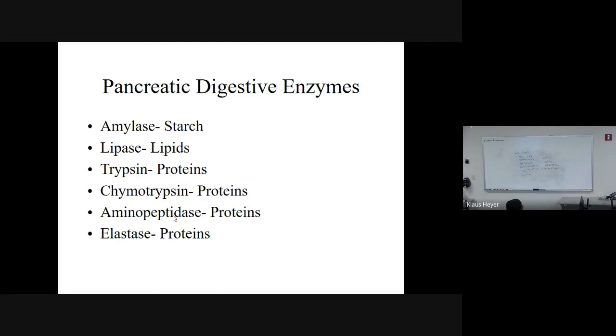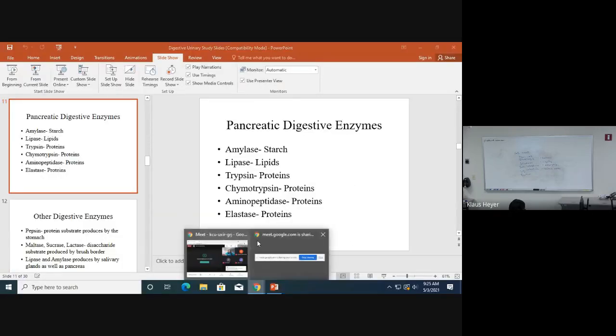Now, it goes after the amino and the protein. You notice here that out of this list, 4 of the 6 enzymes are for proteins. And we can add a 7th enzyme in here from the stomach. That one's pepsin. And the substrate of pepsin is protein. So I'm giving you a total of 7 enzymes, and they all work on proteins.